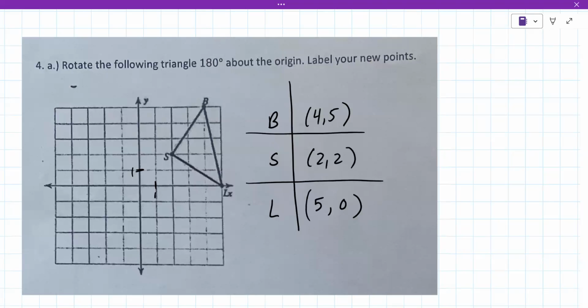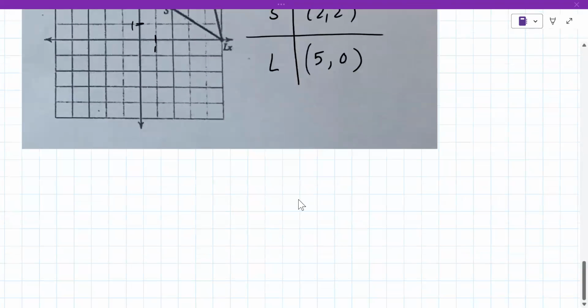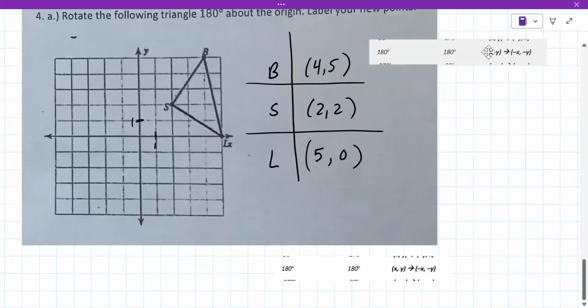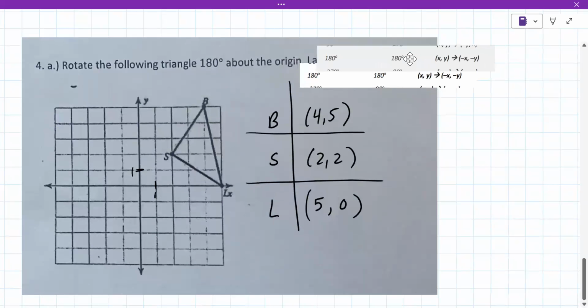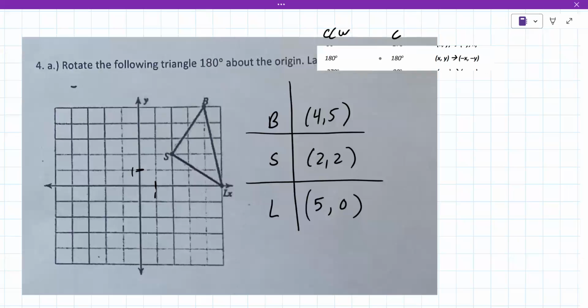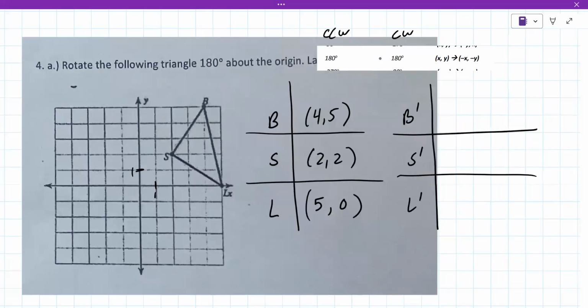Okay, very good. So now, here is the rule. I'm gonna snip this in and then I'll just move it up here. So the rule for 180 degrees, doesn't matter whether it's counterclockwise or clockwise, it's the same thing. We can talk about why, but you have to figure out your new points, B prime, S prime, and L prime. And you do that with this rule. The rule is very clear. It says take X and Y and just negate them. Whatever they are, if they're positive, they become negative. If they're negative, they become positive. Now here they're all positive, so your answers become all negative, but that negative means to change the signs.